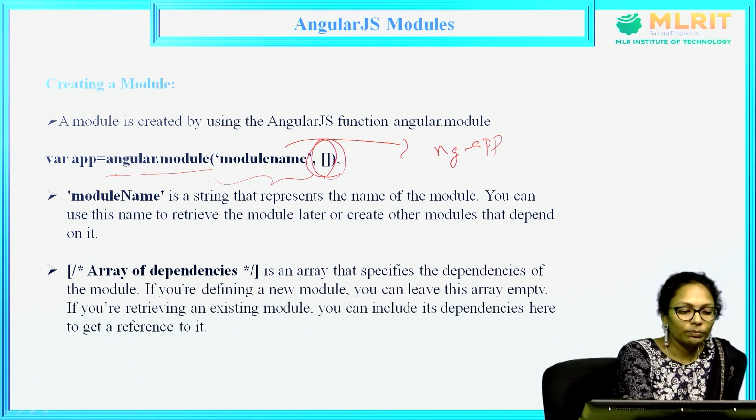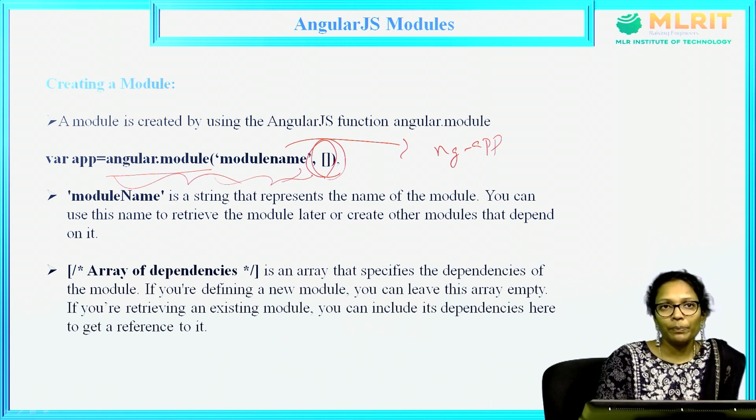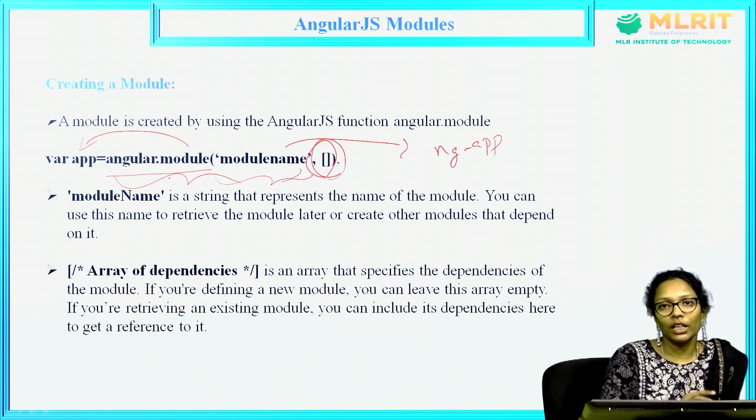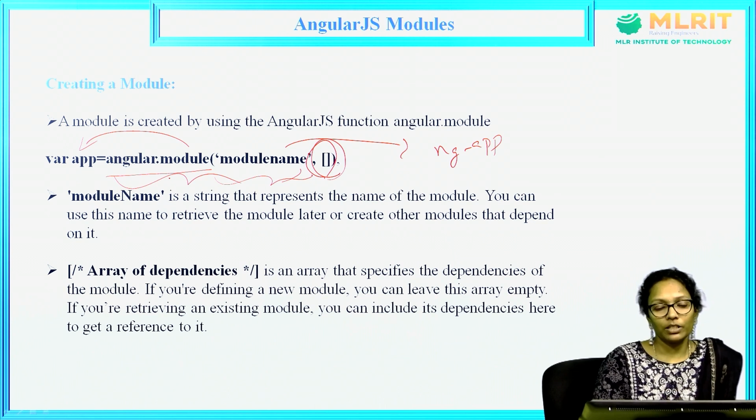Whenever you write the statement, space will be allocated for this module. That location, that address, you are storing in a variable called app. So app is equal to angular.module, which takes two parameters. If you are defining this module for the first time, the second parameter is always an empty array.